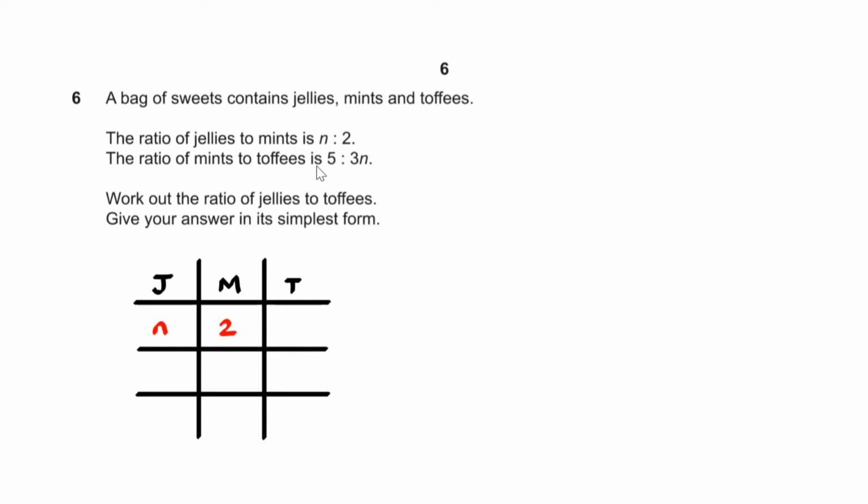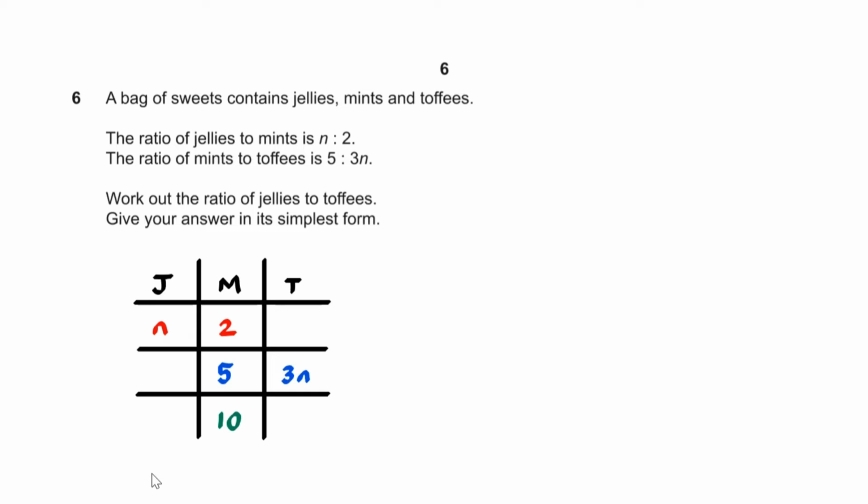The ratio of mints to toffees is 5:3n. We need to determine the ratio of jellies to toffees. Now, do you notice for the first ratio we've got 2 parts, and for the second ratio we've got 5 parts. If we somehow get this m to be the same, then we can compare j to m to t. Now, how could we get the m the same? Well, the lowest common multiple of 2 and 5 is 10.